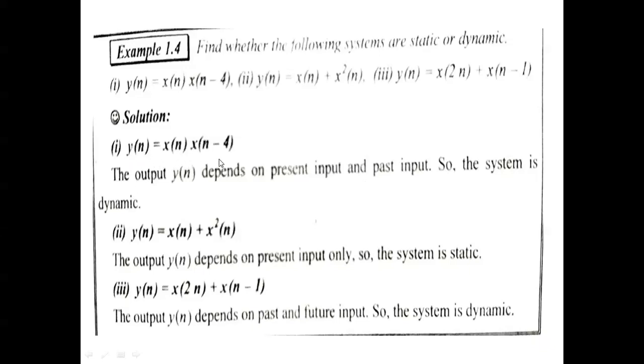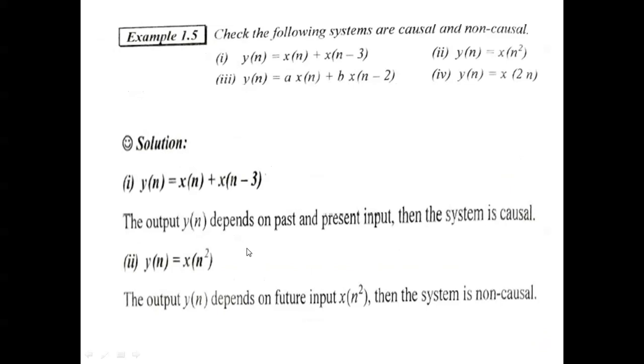So y of n is equal to x of n minus 4. So this has past values, so the system is dynamic. And the output y of n equal to x square of n depends only on the present input value, so the system is static because there are no past and future values. And this one also has n minus 1, which means it has past values, and future also, 2n. So the current value is multiplied by 2, that's why it's a future input. Future and past are there, so it's also dynamic.